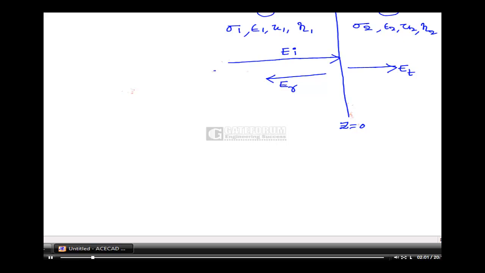So here the electric field is E1 in medium 1 and the electric field in medium 2 is E2. This is the normal incidence situation. Then I can relate directly, here I am writing the equations, how I can relate the reflected, incident, and transmitted fields. The reflected by incident electric field, ER by EI, is also known as the reflection coefficient.